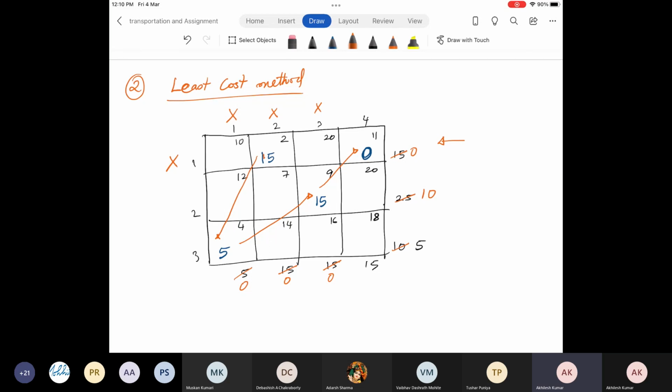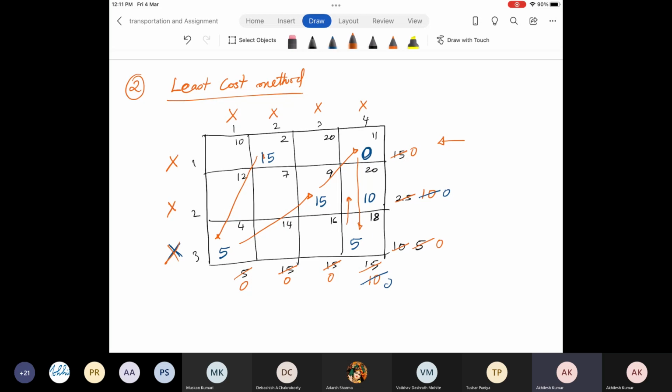Now from uncovered row and column, the minimum is 18. So I will go here. Maximum I can allocate is 5. So I will allocate 5 here and I will cross this row. And finally, whatever is left, I will go there and allocate 10. Now I can cross both rows and columns.